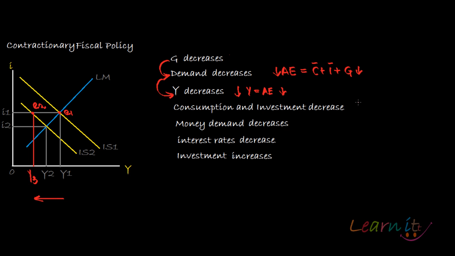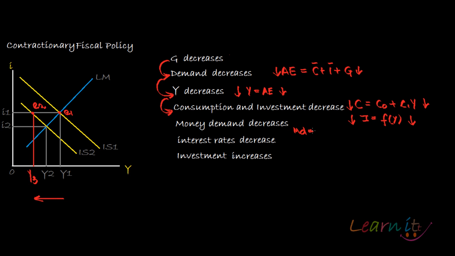Now consumption is given by this: C0 plus C1Y. When Y is falling, consumption will fall. And investment is also related to income or output. So when Y is falling, investment will also fall. You don't have enough income with you, so how much can you invest? So consumption will fall. But the moment Y is falling, demand for money will also fall.